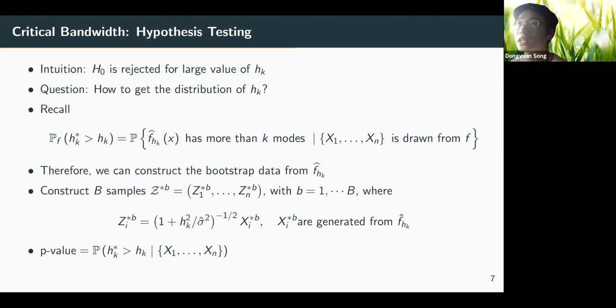The asymptotic distribution of HK is very difficult to find because we need to have a distribution-free test. But recall we have the relationship between the critical bandwidth and how many modes our kernel density estimate has. Therefore, we can construct the bootstrap data from the FHK hat. So we want to construct B bootstrap samples, and the author proposed a very nice idea: it is just a rescaling of the original bootstrap samples by a factor. This extra factor takes into account that if you use a kernel density estimator, you will increase the variation of the function. So dividing by this scaling parameter will bring your distribution closer to your real underlying distribution. And the p-value is just as usual in the bootstrap method. Next, please.